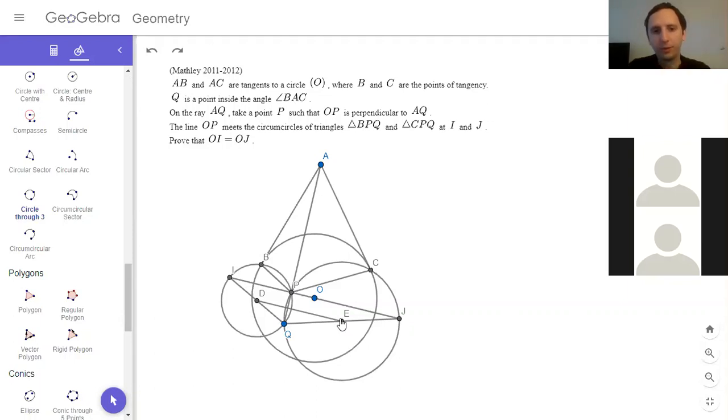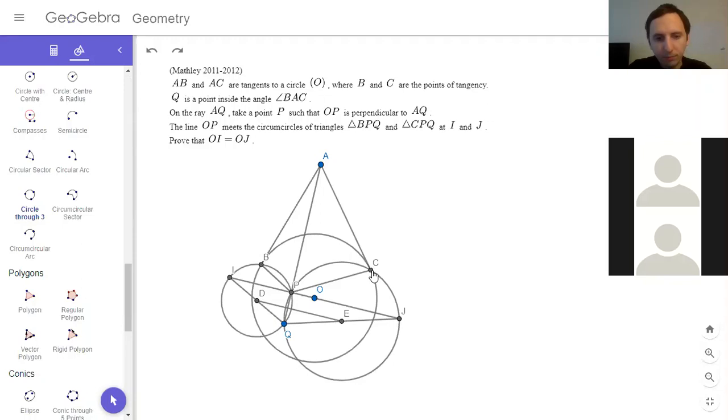Did you say you have a solution or you have an idea how to solve it? Or maybe DO is also parallel to QJ. We can also try proving that. Yeah, let's see if we can prove DO is parallel to QJ. We are missing the fact that B and C are tangent points. Yeah, we have to use that. Those are tangents, right? We haven't used that yet.